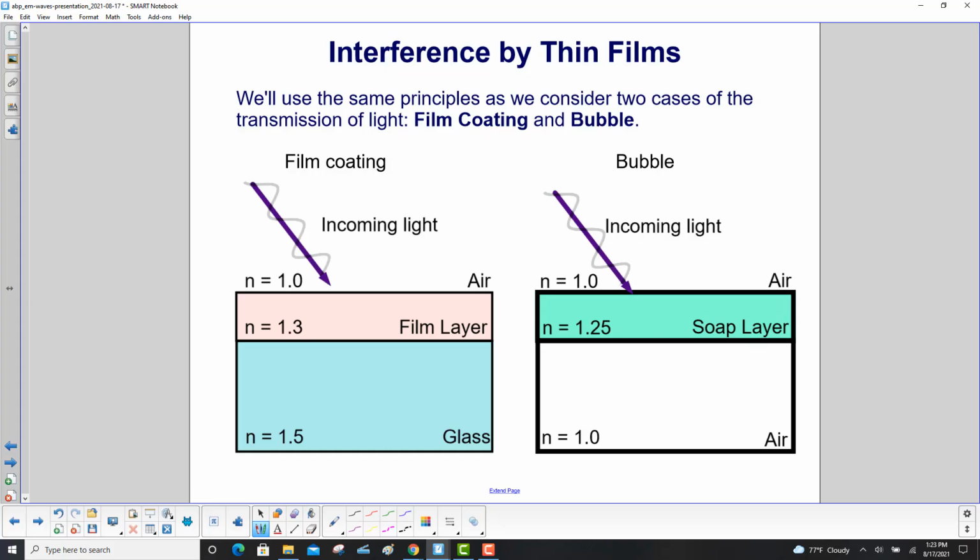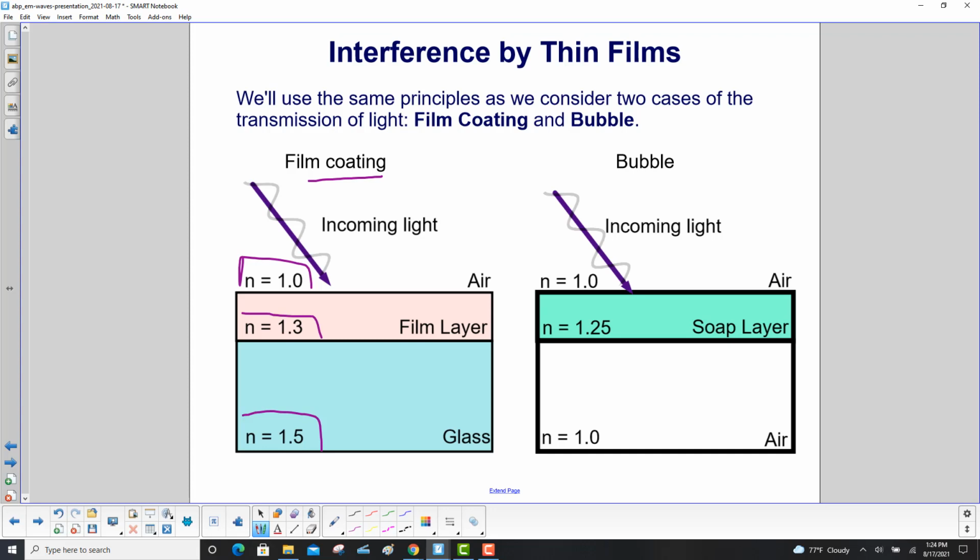We'll use the same principles as we consider two cases of the transmission of light, film coating and bubble. So for a film coating, we have light coming in, and again, this is coming from the air, so we'll say n is equal to 1.0. It goes through a thin film layer. We've exaggerated the height there so you can see what's going on, with n equal 1.3, and then finally glass. So this would be your anti-glare coating on a pair of glasses. Notice how the index of refraction continues to increase.